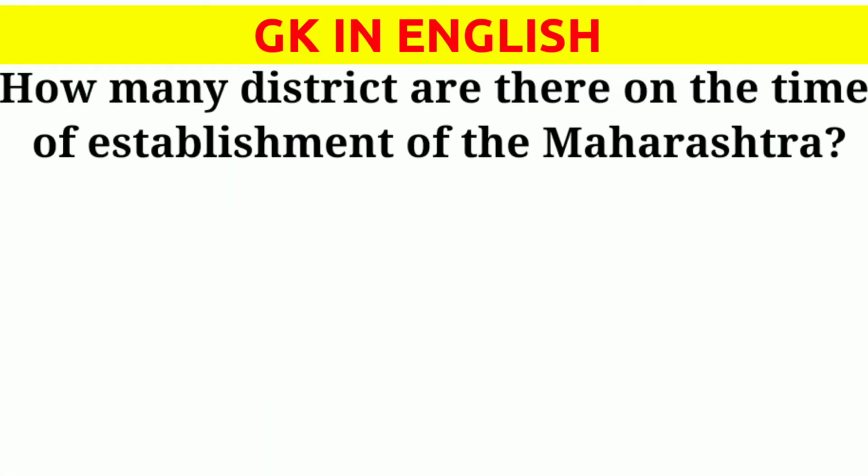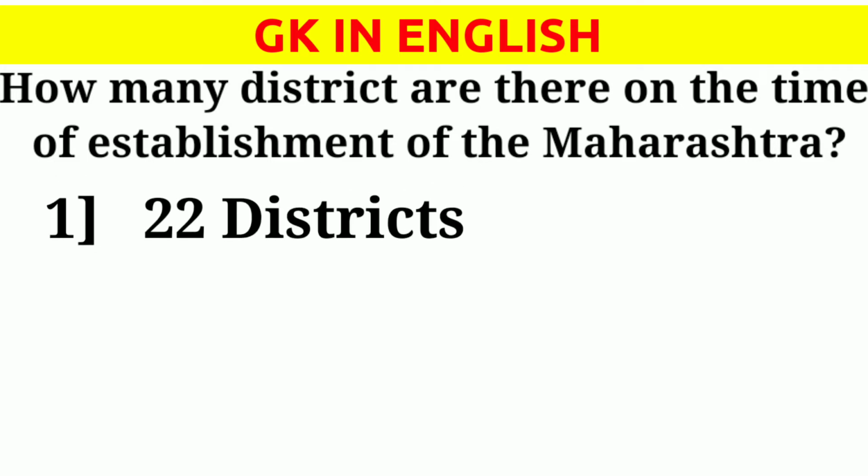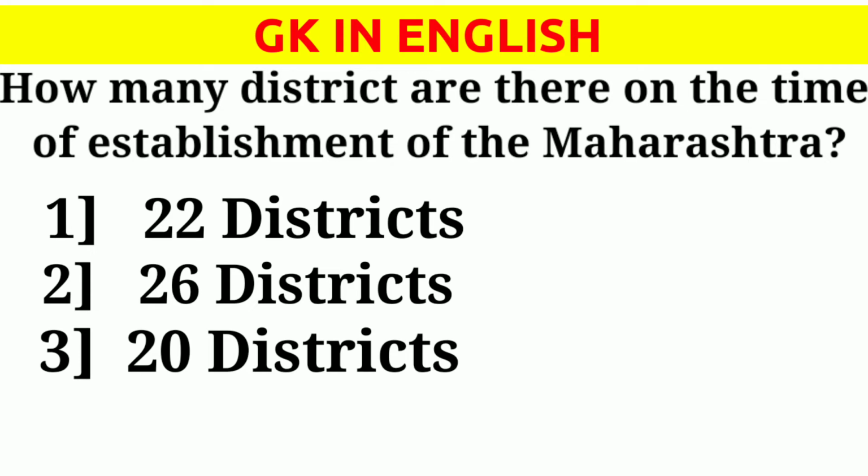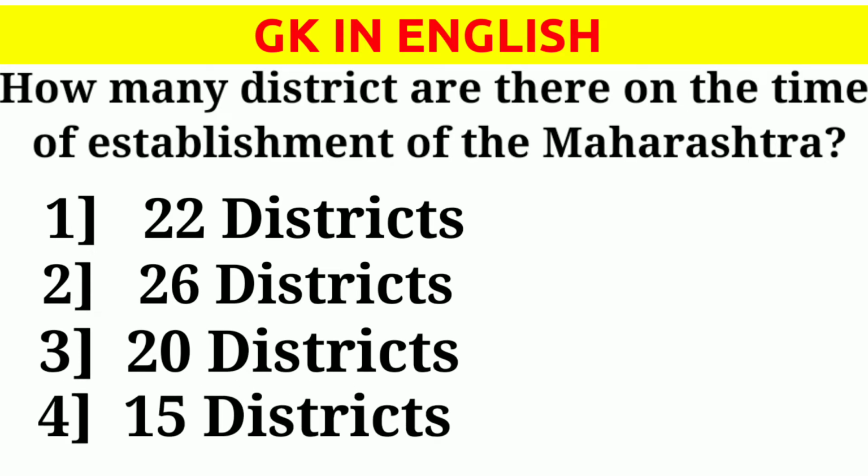How many districts were there at the time of establishment of Maharashtra? 1) 22 districts, 2) 26 districts, 3) 20 districts, 4) 15 districts. Correct answer is 2) 26 districts.